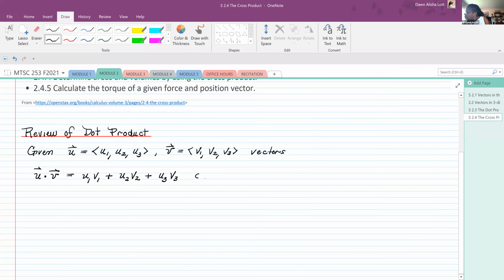So when you're done, you have this combination of scalars. This thing is an element of R. It is a real number. It is a scalar. It does not have dimension. I'm sorry, it does not have direction. There's no direction to it. It is not a vector.